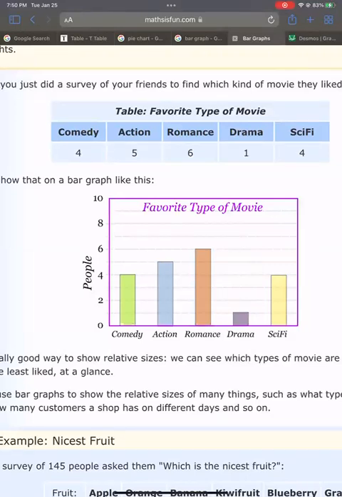I'm not sure what my favorite type of movie is. I kind of like anything that's good. I guess you could have a category of a good movie. I don't know.